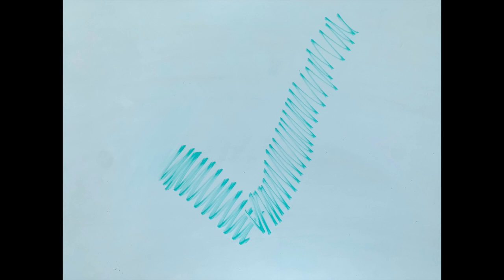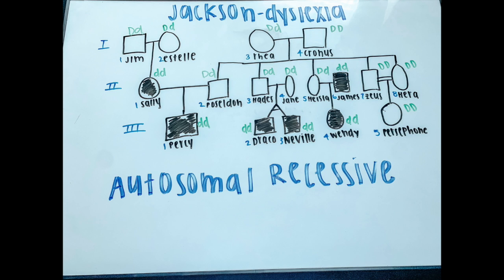As shown in the pedigree, not many individuals have the trait, and it is only really apparent in the second and third generations of the pedigree. This means that the parents of Poseidon and Sally don't have dyslexia. However, Sally has dyslexia along with Percy Jackson. This means that Poseidon must be a carrier.